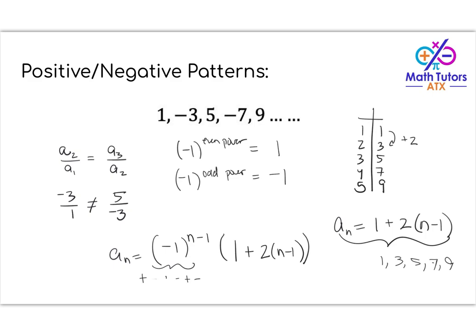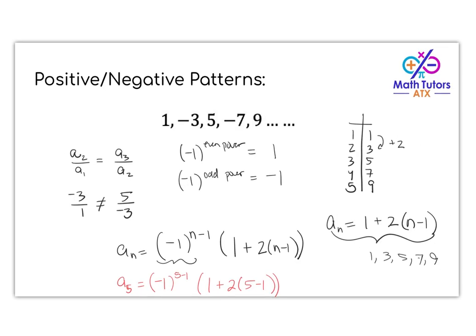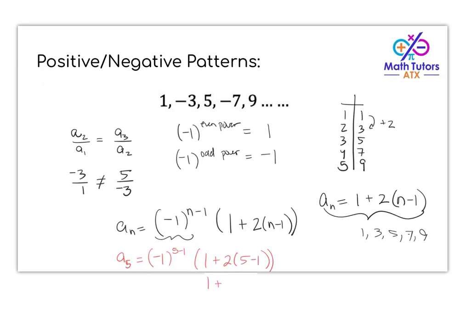Okay, so let's go ahead and check our 5th term here. If I was looking for a sub 5, I would have negative 1 to the 5 minus 1, and then I would have 1 plus 2 times 5 minus 1. So I have 2 times the 4 inside here: 1 plus 2 times 4. So that is 9, which does take care of the 9. And we know negative 1 to the 4th is a positive 1. So that does equal 9. Yay!